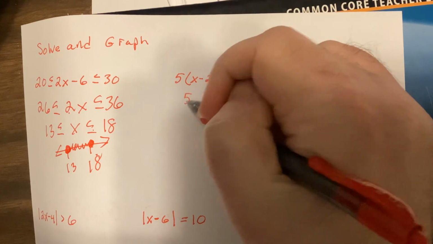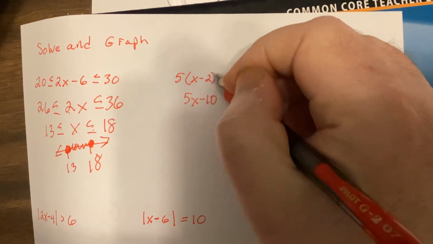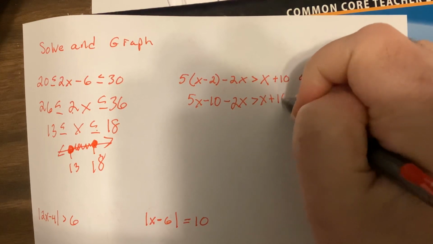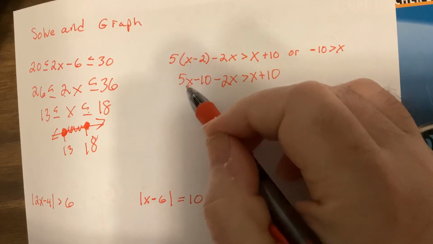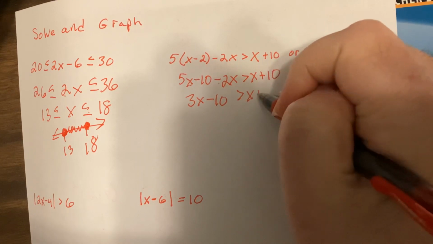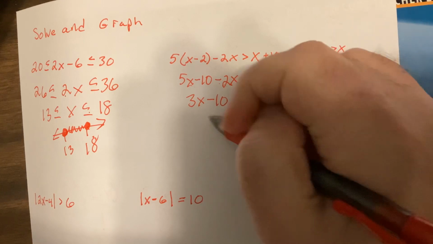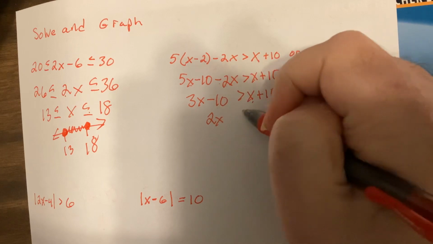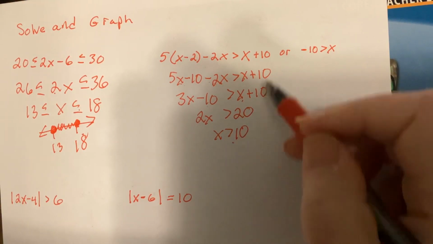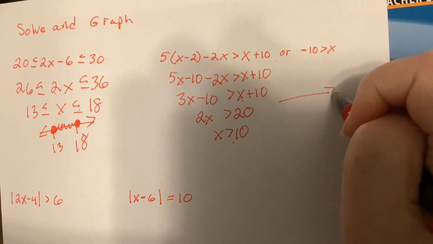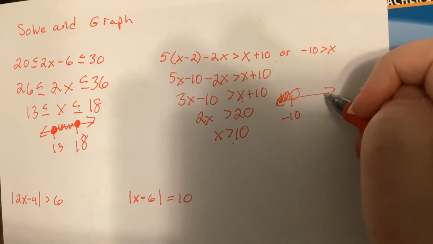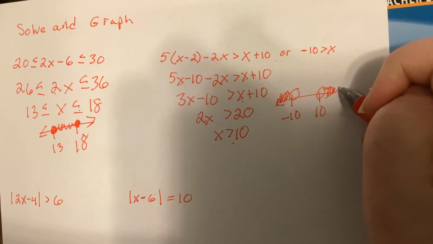Okay, so distribute the 5 to both terms: 5x minus 10 minus 2x is greater than x plus 10. Now, when it's on the same side, you just combine. 5x minus 2x is 3x. So I'm going to subtract x. So that'd be 2x, add 10, and then divide by 2. So I have the numbers bigger than 10 or smaller than negative 10. So here's smaller than negative 10, and here's bigger than 10.